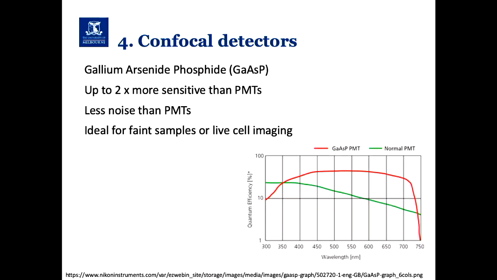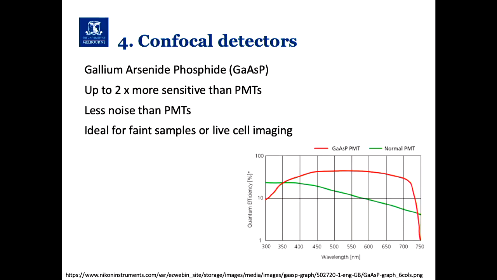More recently, people have started to switch to more sensitive detectors. These are called GaAsP detectors, gallium arsenide phosphide. Basically, these are about 2 times more sensitive than PMTs, and they've got a lower noise than the PMT detectors as well. They work slightly differently.